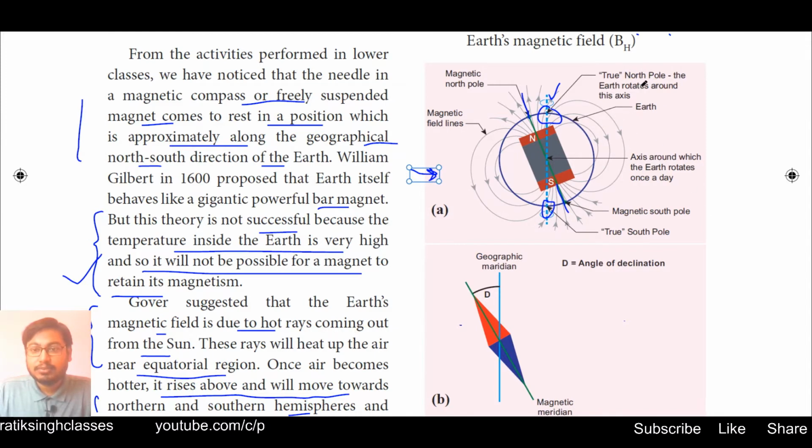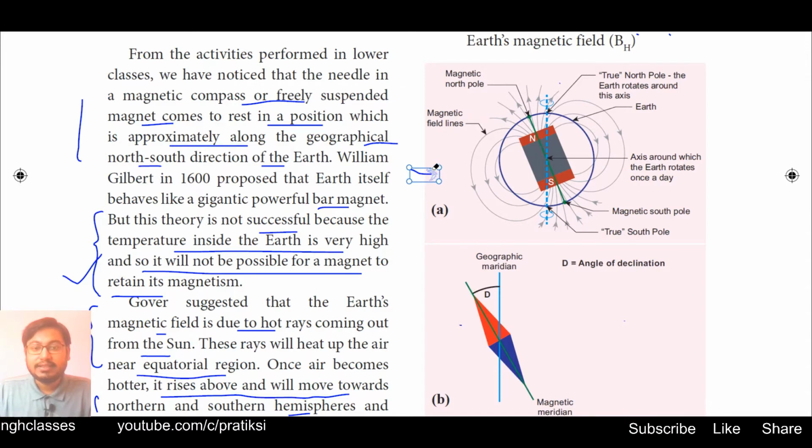The Earth rotates around this axis between the true north pole and true south pole, as we know very well, which you have studied in geography in class 9th or 10th. This is the axis around which the Earth rotates once a day. Then here we have the magnetic south pole, here we have the magnetic north pole, and this is the true south pole and this is the true north pole.